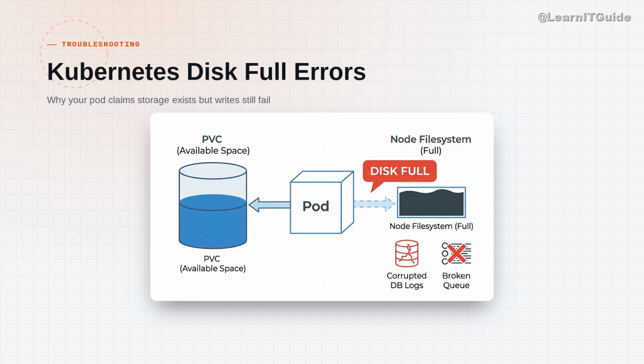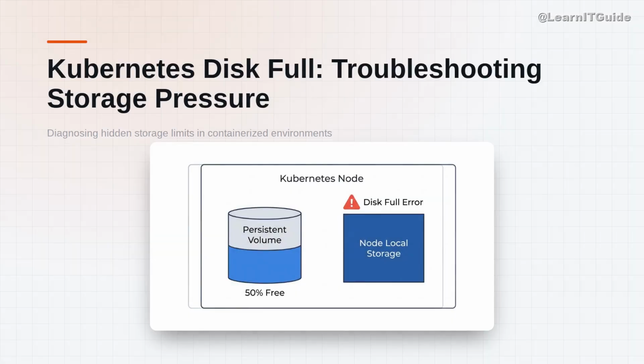This is more critical than you think, because when your application hits a silent storage wall, it doesn't just crash. It can corrupt your database logs, break your queue consumers, and create a cascading failure across your entire cluster. Let's fix it. Today we are diving into the deep end of Kubernetes storage.